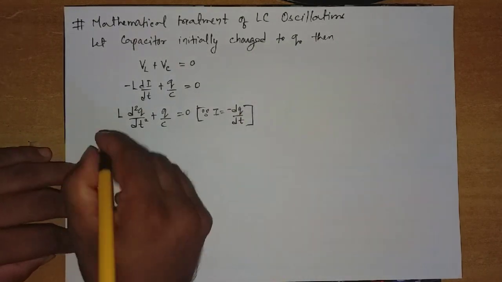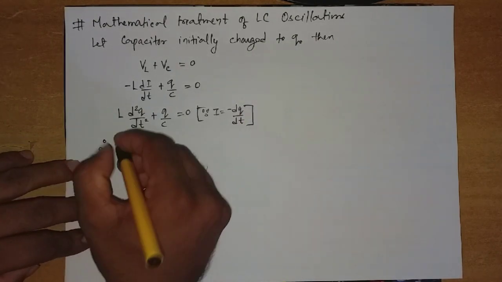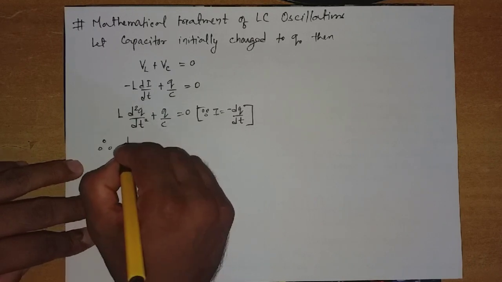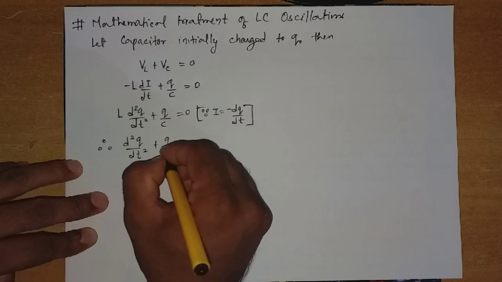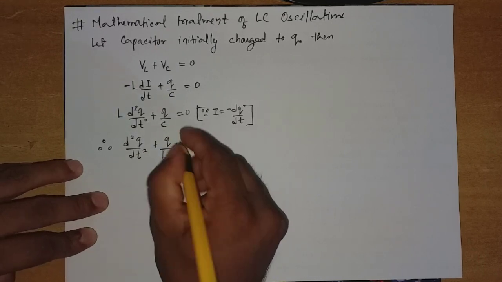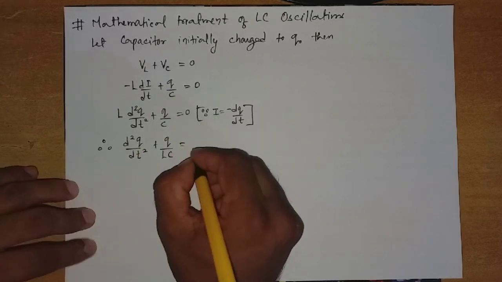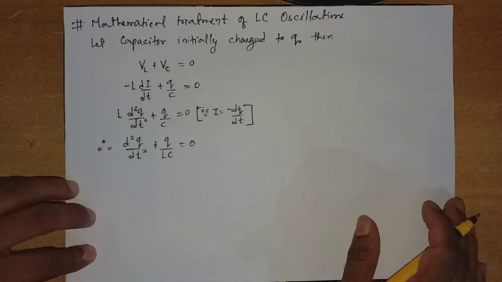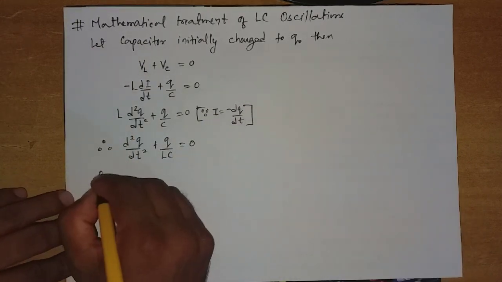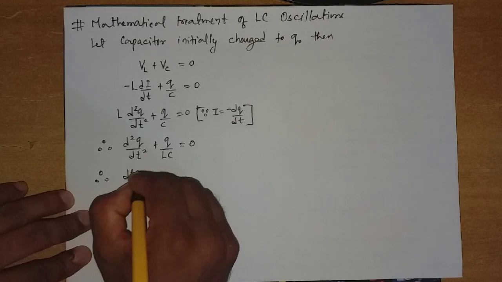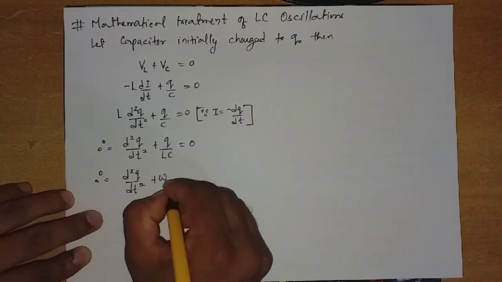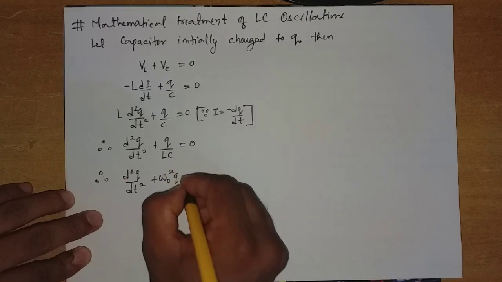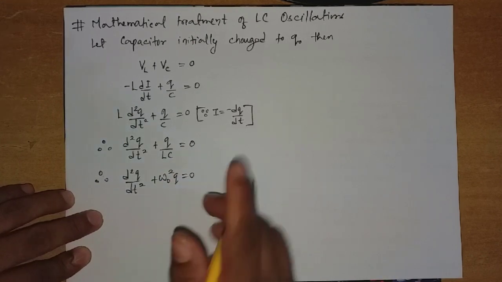Is it clear? Therefore, finally, if we make it the subject, d square Q by dt square plus Q by LC is equal to 0. Therefore d square Q by dt square plus omega naught square Q is equal to 0, right?